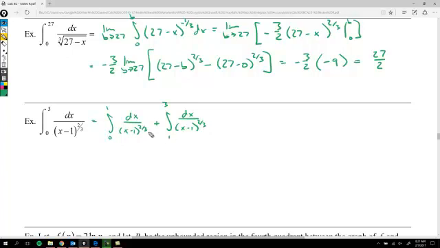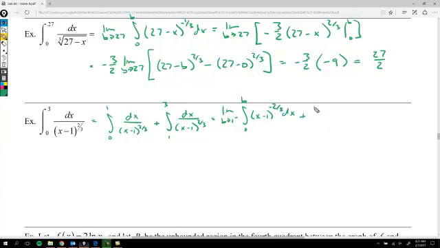So remember, if you have an integral and you can split it at some middle point, that's totally fine. Okay, so now I'm going to rewrite this using limits. So I have the limit as b approaches 1. We're going from the left here. The integral from 0 to b of (x minus 1) to the negative 2/3 dx. Okay, so that's my first integral.